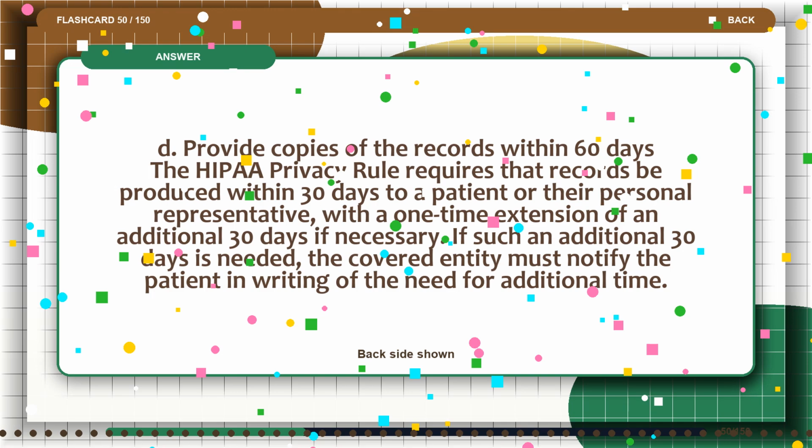The answer is D. Provide copies of the records within 60 days. The HIPAA privacy rule requires that records be produced within 30 days to a patient or their personal representative, with a one-time extension of an additional 30 days if necessary. If such an additional 30 days is needed, the covered entity must notify the patient in writing of the need for additional time.